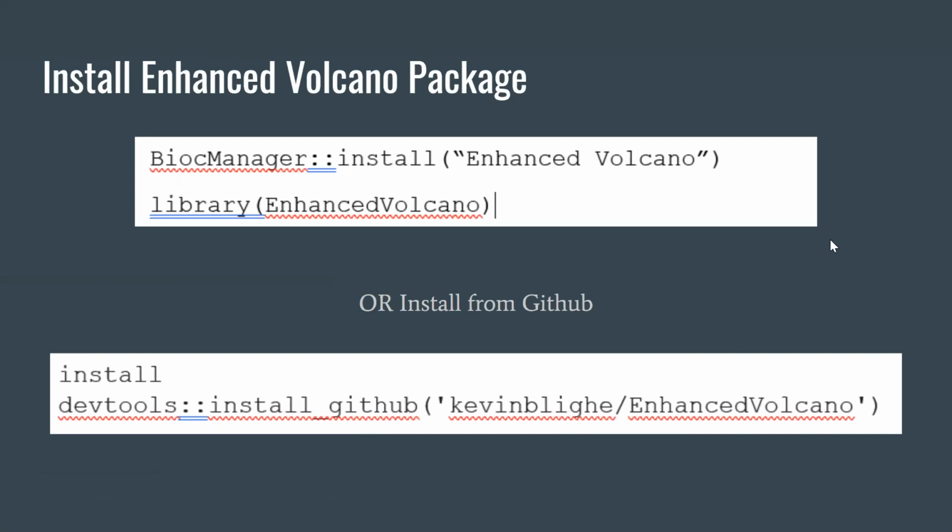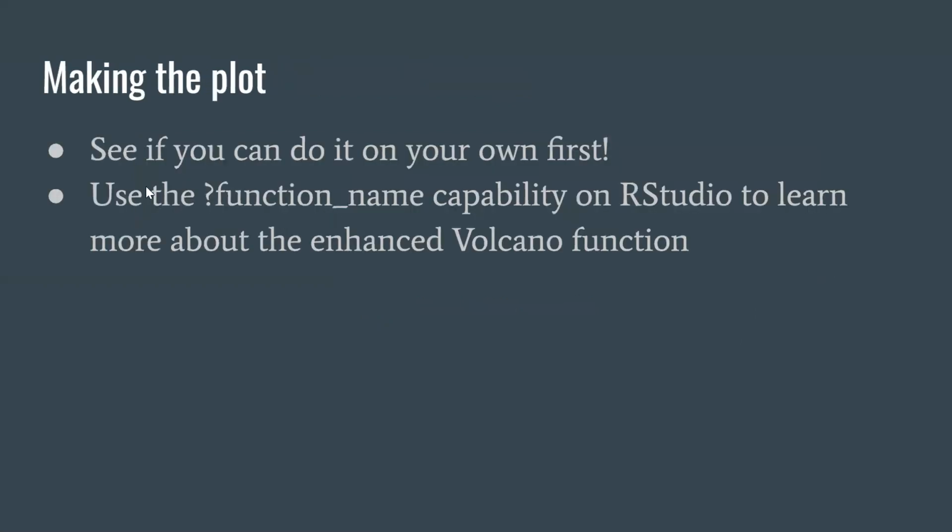Now I want you to see if you can write the code on your own to make the plot based on the documentation, and then come back and check your answers. You can do this using the question mark function. Basically, question mark followed by the function name gives you the ability to learn more about the function. You can do this with any function, but in this case, we want to learn more about EnhancedVolcano. Once you've done that, come back to the video and see if you're correct.